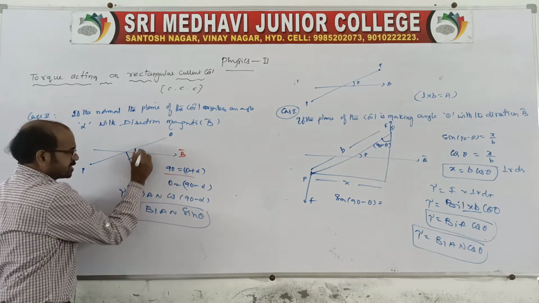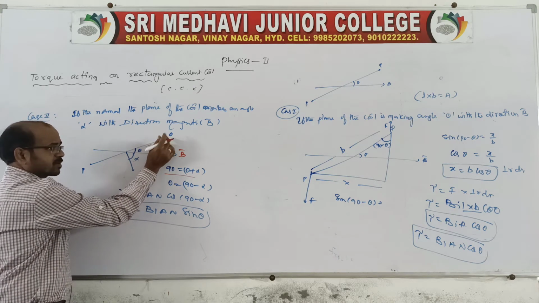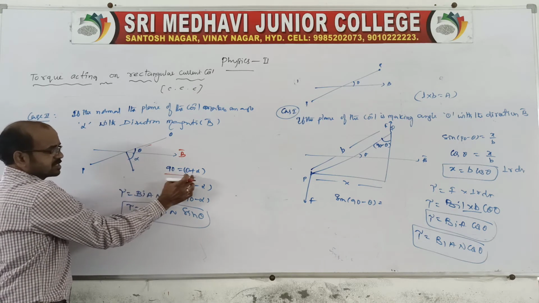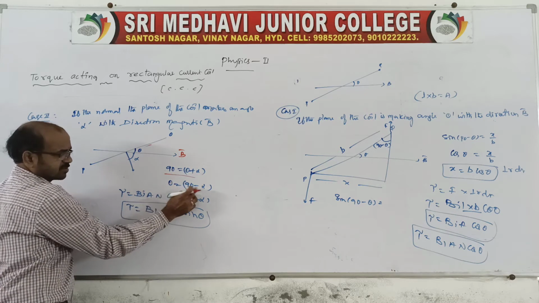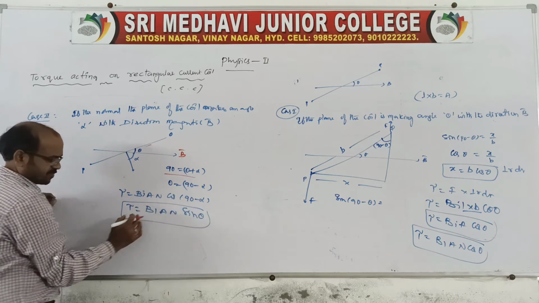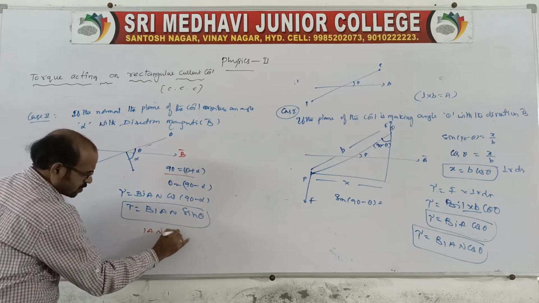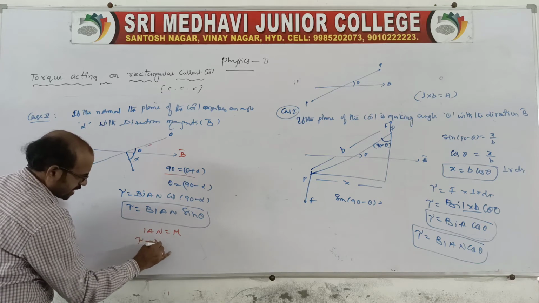So here theta plus alpha, which are perpendicular, this line is perpendicular to the coil. So theta plus alpha is equal to 90, then theta is equal to 90 minus alpha, then tau is equal to BIAN cos(90 minus alpha). Therefore, IAN is nothing but what we can also call M. So torque is equal to MB sin alpha.